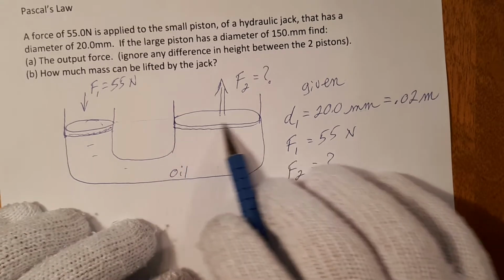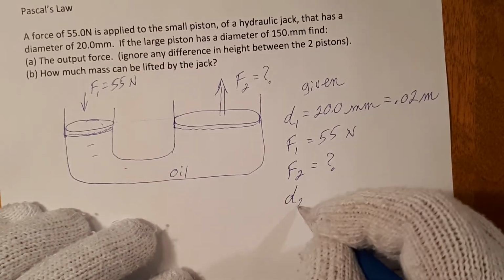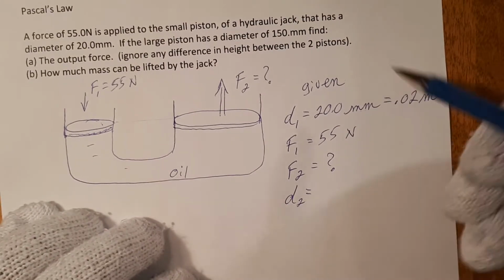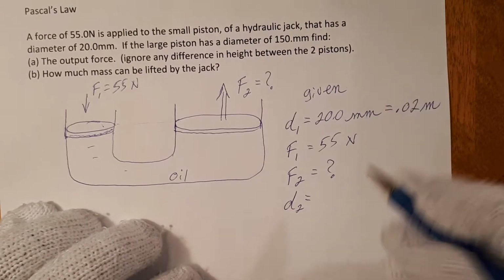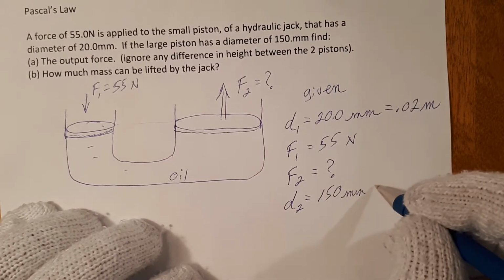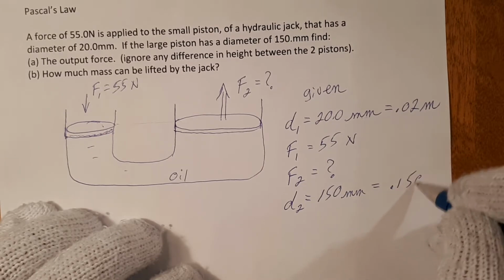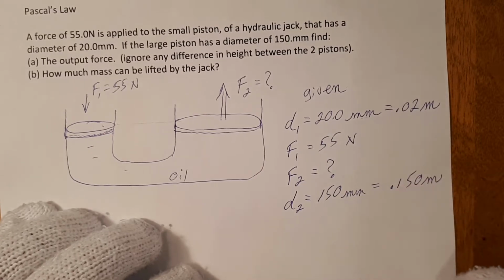And we're given a diameter. And we'll call this diameter 2. And that has a value of 150 millimeters. Again, we're going to divide that by 1,000 to change it to meters, and that is 0.15 meters.